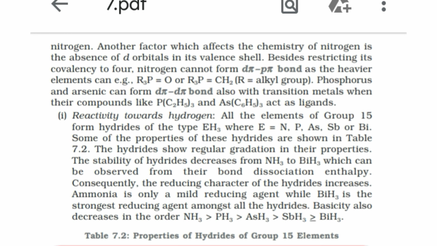Example: R3P=O or R3P=CH2, where R is any alkyl group. Phosphorus and arsenic can form d-pi bonds also with transition metals when their compounds like P(C2H5)3 and As(C6H5)3 act as ligands.